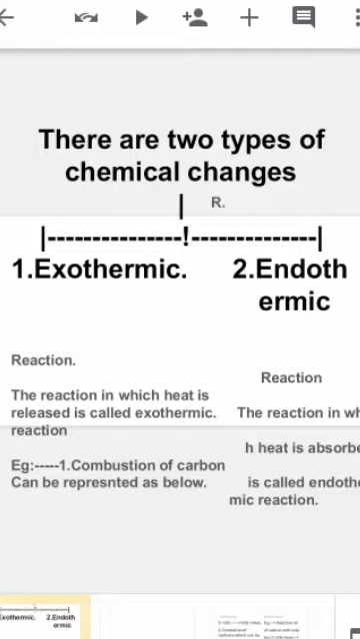And what is an exothermic reaction? I am going to explain the exothermic reaction. The reaction in which heat is released is called an exothermic reaction. Example, combustion of carbon can be represented as below. The second one is the endothermic reaction. The reaction in which heat is absorbed is called an endothermic reaction.